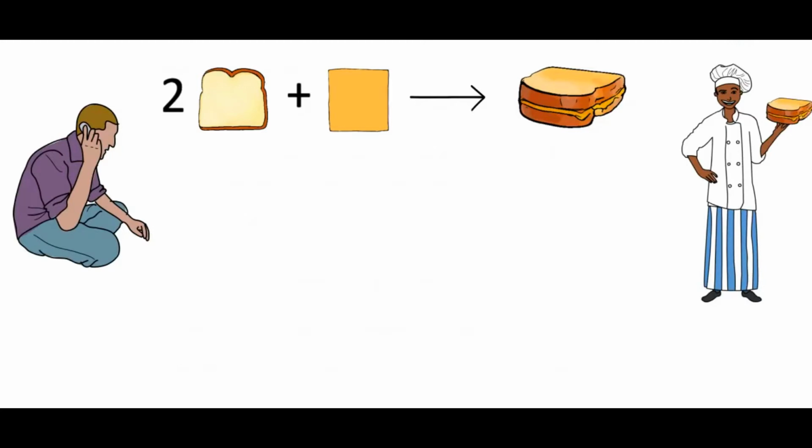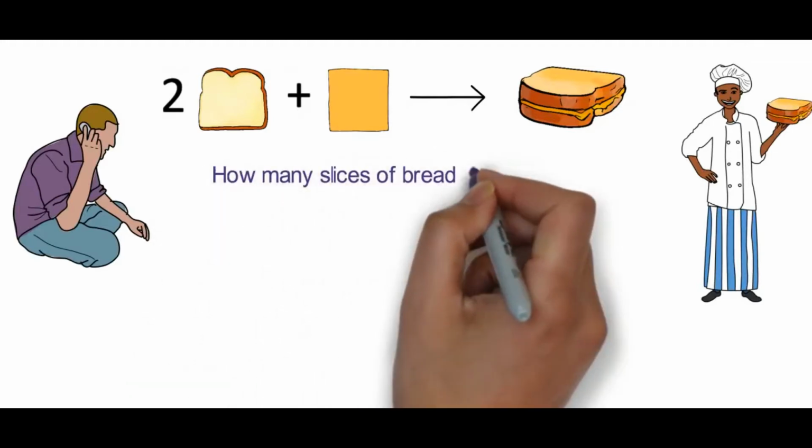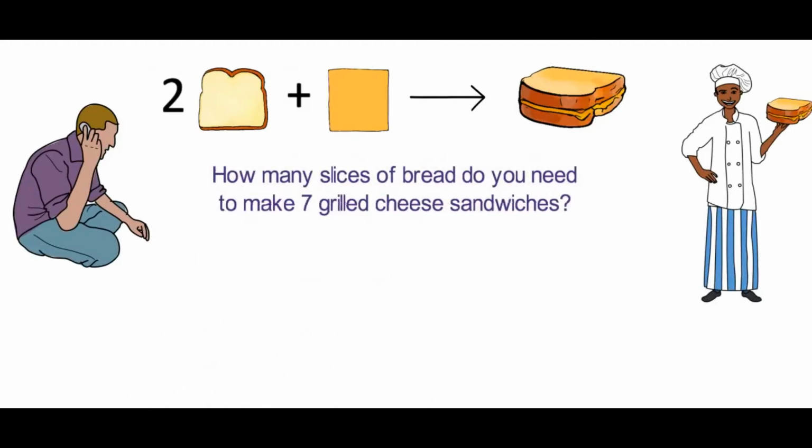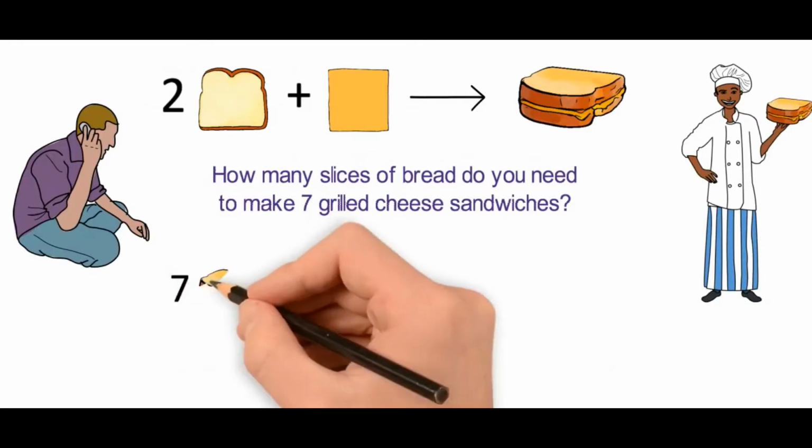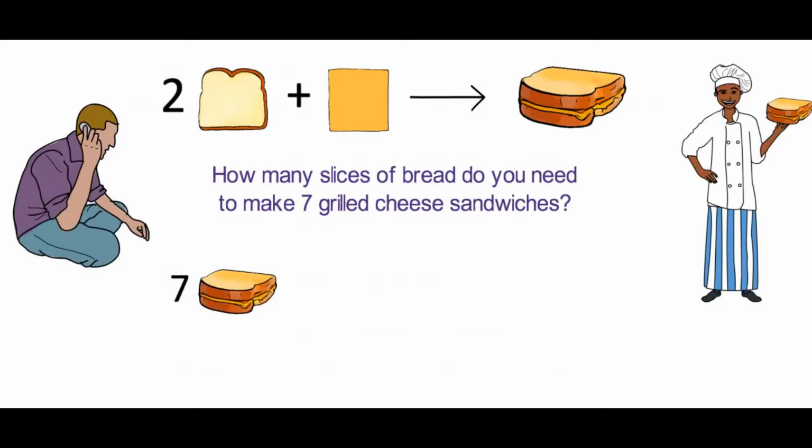So where does stoichiometry come in? Let's suppose you're super hungry and you want to make 7 grilled cheese sandwiches. You need to know how much of each ingredient to use. Let's start with the first ingredient. How many slices of bread do you need to make 7 grilled cheese sandwiches? In order to solve this problem, we are first going to write down the quantity that we know, 7 grilled cheese sandwiches.